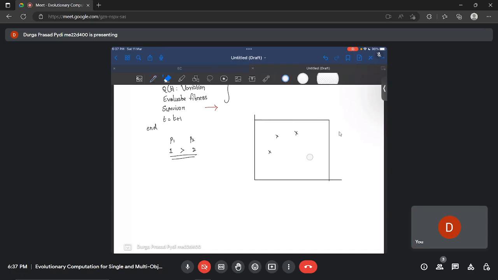Rank means by how many individuals it is dominated by. You are essentially saying count and rank are complementary, right? Which cannot always be the case. Say if you consider this particular case here, the count of this is 0, and when you see the next one, this is 1. If you happen to see this, it is 2.